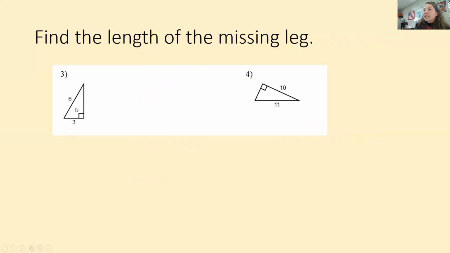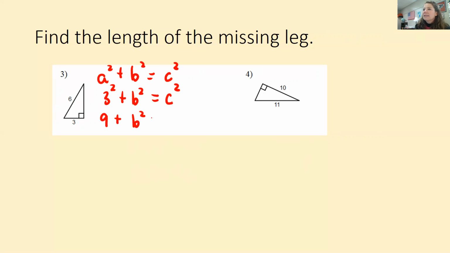Now this time we're given the hypotenuse, so we're missing either A or B. So we're going to start with the theorem. All right, 3 could either be A or B. It doesn't matter. 6 has to be the hypotenuse, which has to be C. So 3 squared is 9. C squared, oh whoops, I meant to put 6. 6 squared is 36. I'll go ahead and put 36.